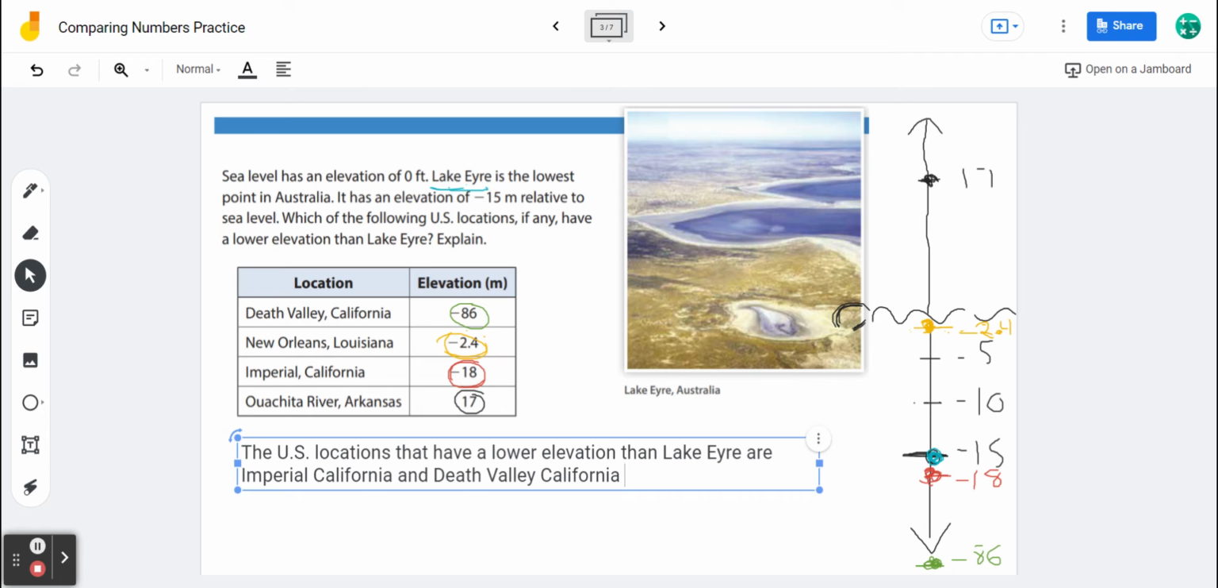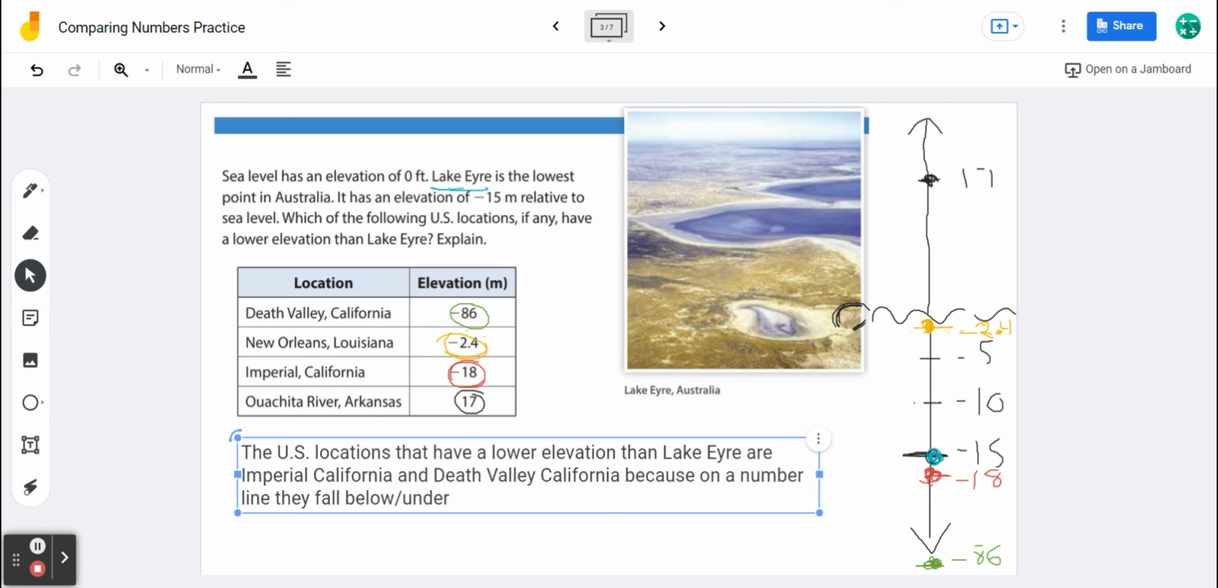And then it does say explain, so I'm going to explain with my picture. Because on a number line, they fall below, under the elevation of Lake Erie.